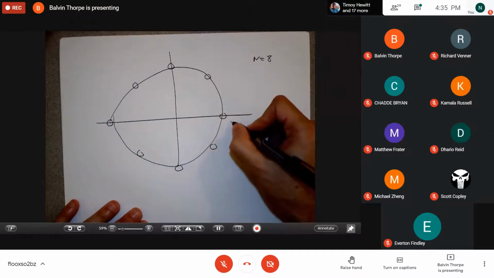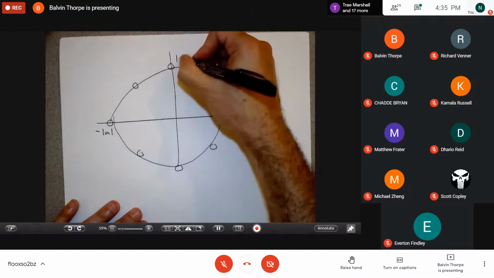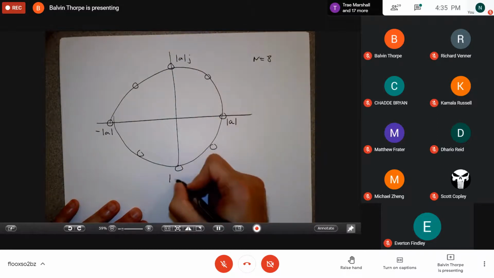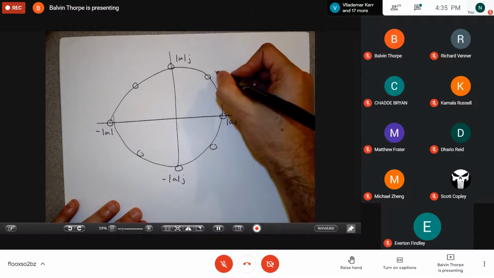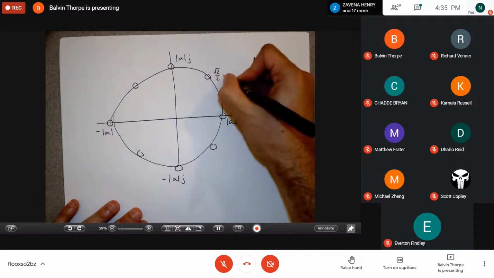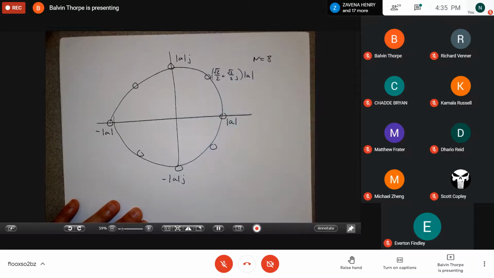This is going to be the absolute value of A. This is going to be a minus absolute value of A. This is going to be the absolute value of AJ. This is going to be minus absolute value of AJ. And these guys are going to be like square root of 2 over 2 plus square root of 2 over 2J times absolute value of A. So there are going to be 8 complex numbers that give me the zeros of that top polynomial that are generally evenly spaced around the circle.